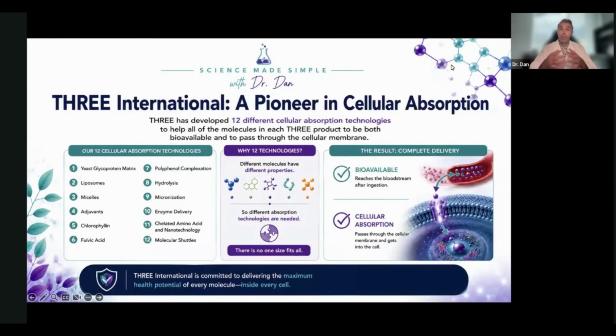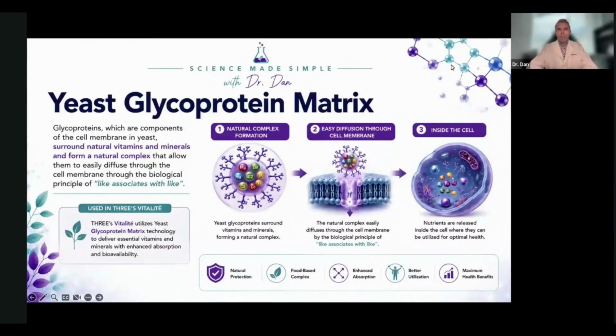So here at 3 International, we use 12 different cellular absorption technologies, and you can see them here on this slide. And when we use these technologies, they work on a variety of different molecules with different characteristics, and the result is that these technologies help to support and promote both bioavailability and cellular absorption. So I want to talk about each of these technologies briefly to help you better understand what this technology is, how it works, what products we use this technology in, and to just get a better sense overall of the importance of cellular absorption.